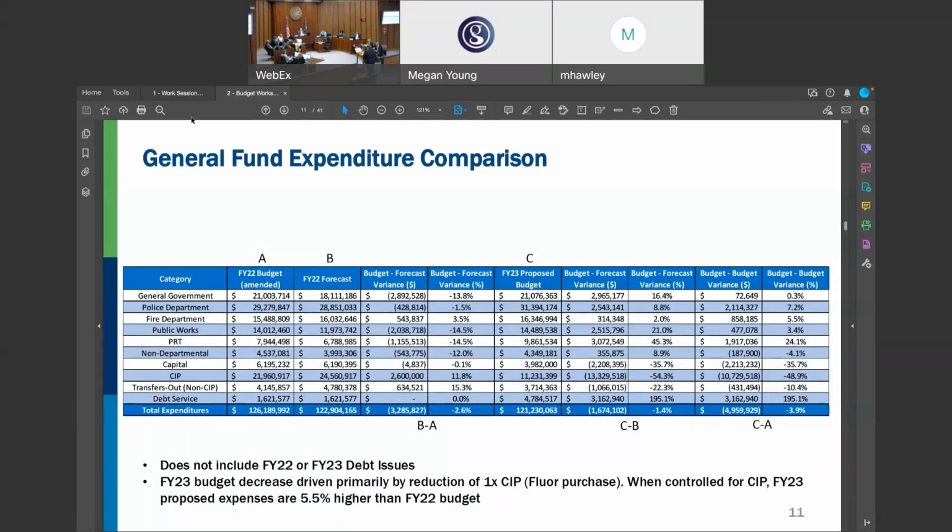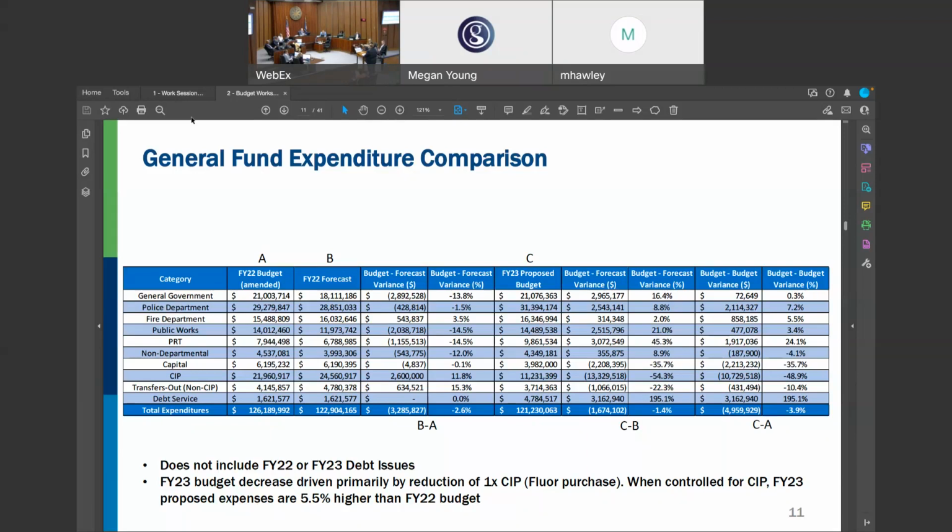FY23 budget expenses are shown 3.9% below budget, but when controlled for CIP fluctuations are actually about 5.5% higher, consistent with inflationary pressures. So let me unwind that a little bit. The line that says CIP, where you see in column A and column B, 21 and 24 million, those are significant one-time expenses that occurred this year. That being primarily the purchase of the floor building for the public safety campus. So those don't recur in column C next year. And so you have a $10 million variance that's throwing these numbers off.